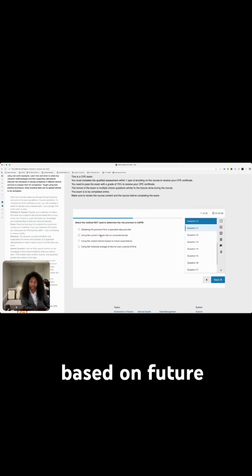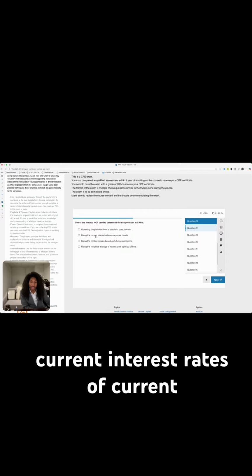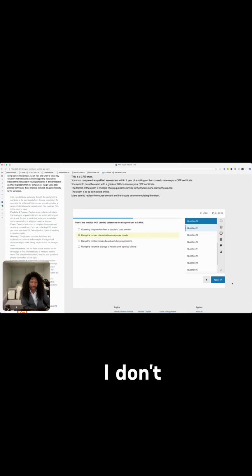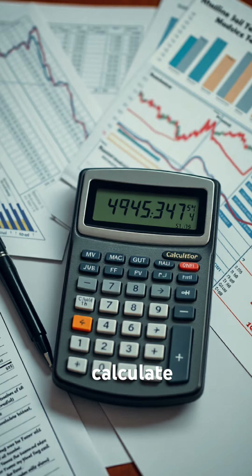Implied returns based on future expectations. You could do that too. Current interest rates of current corporate bonds. Why would you do that for equity? Yeah, bonds is debt.